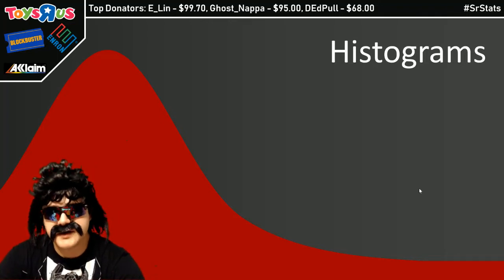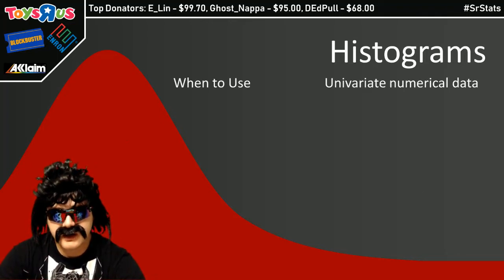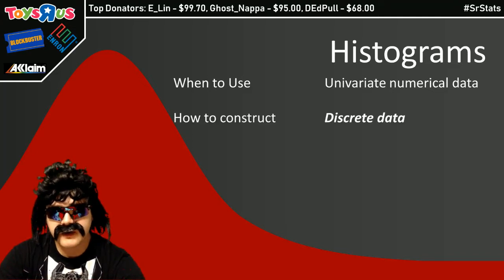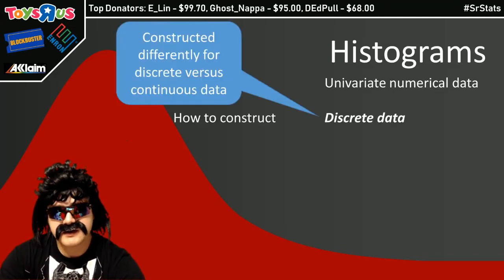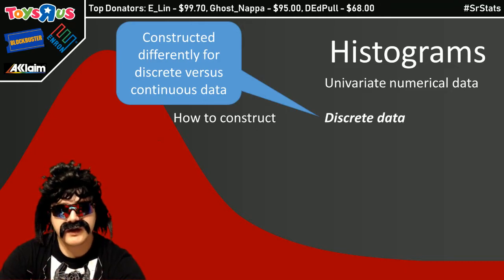Alright, so let's look at histograms. Again, we use this with univariate numerical data. There's a couple things. We have discrete data, which is constructed differently than when you use continuous data.